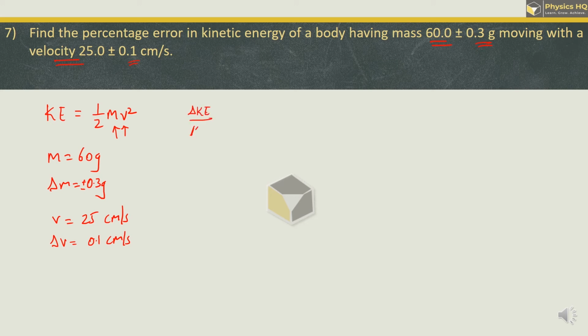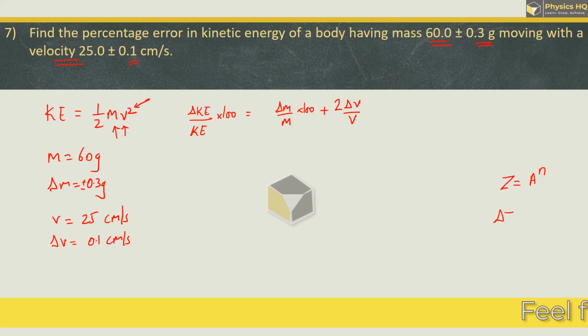So relative error in kinetic energy into 100 will give us error in percentage. So we will have relative error in mass given by delta m upon m into 100 plus relative error in velocity. So we will write delta v upon v. Now there is one thing over here that we need to observe: here there is no v, only v square. So for this case, what you need to do is whatever is the power, just multiply it over here. So this is of the form z is equal to a raised to n.